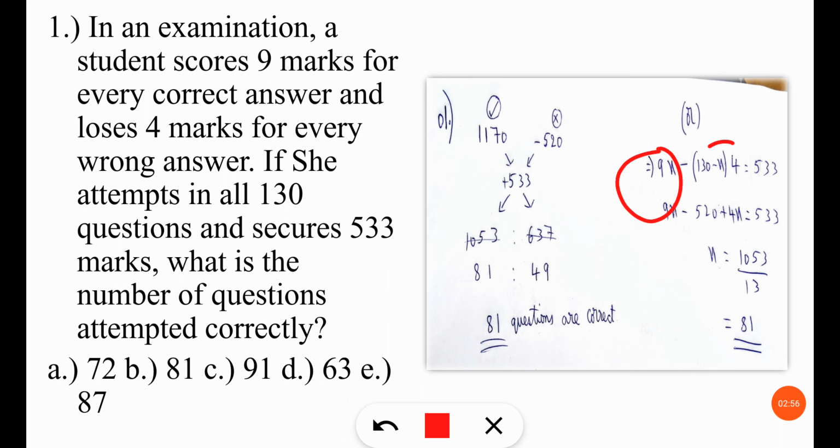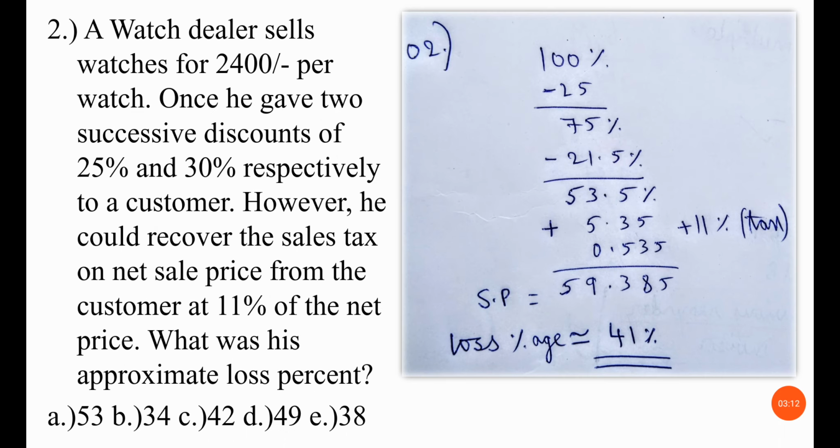Correct marks minus wrong marks equals total score. That is the fundamental here. 9x minus 520 plus 4x equals 533, and x equals 1053 by 13. Therefore the number of correct questions is 81. Option B is the right answer. I hope you understood this question.